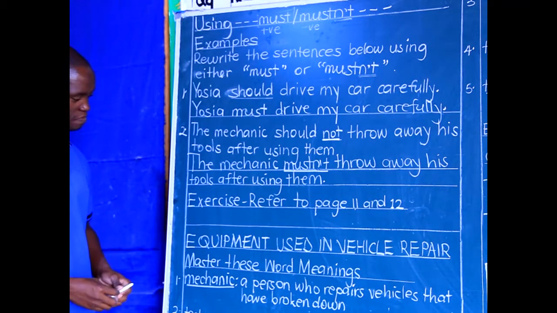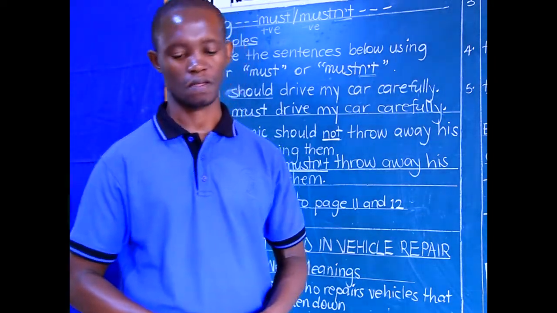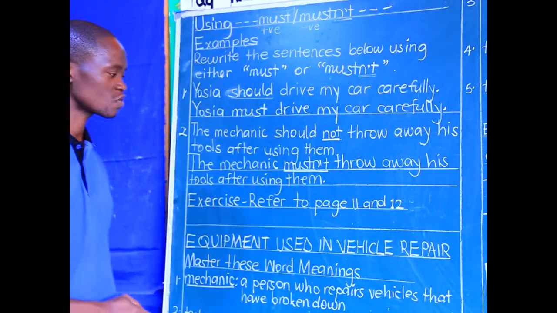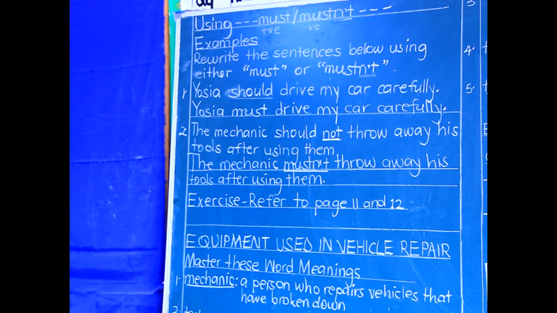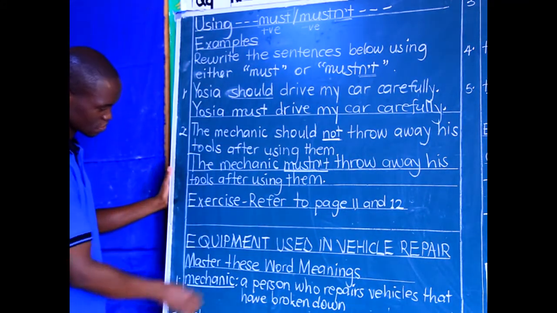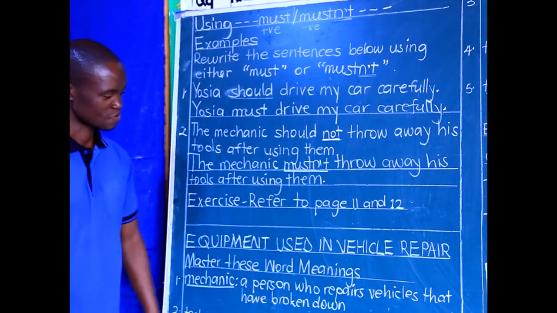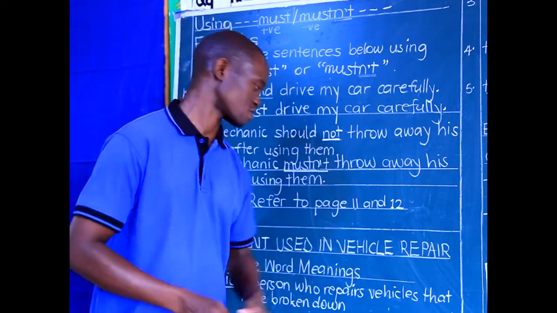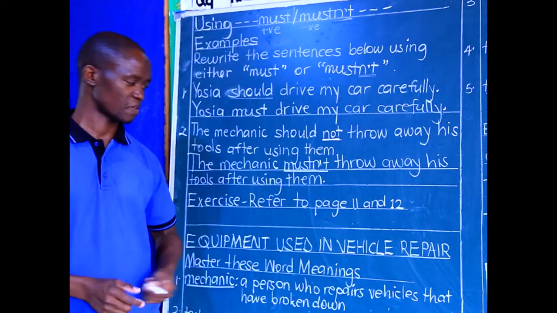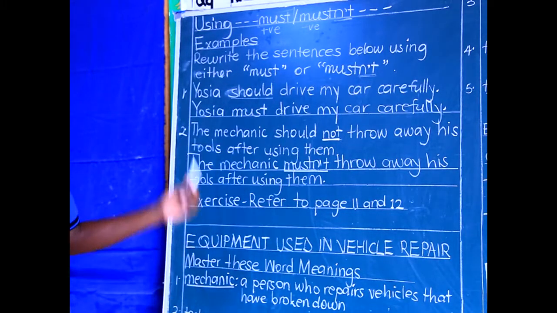So we have a new subtopic under the topic vehicle repair and maintenance. And this is equipment used in vehicle repair. Should it be equipment or do we add an S? The word equipment remains equipment, not pluralized, not add S to change it to plural. So it is equipment used in vehicle repair. Don't assume the teacher made a mistake. No mistake has been made here.